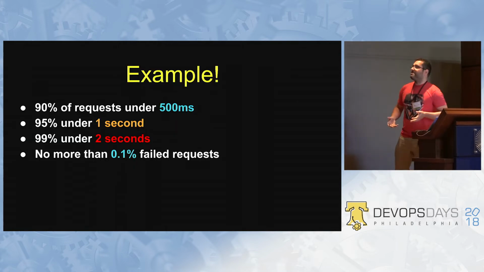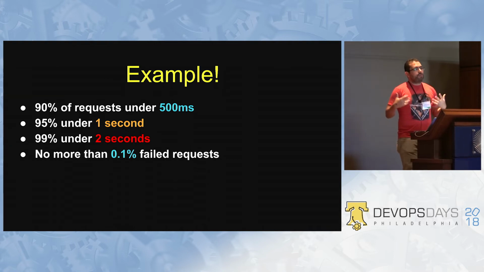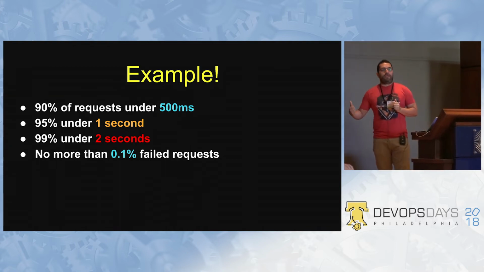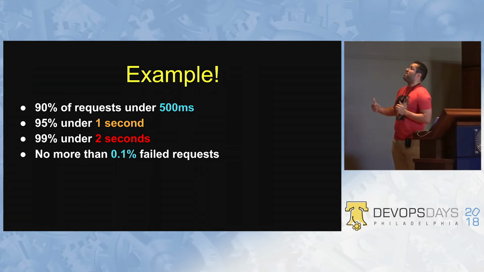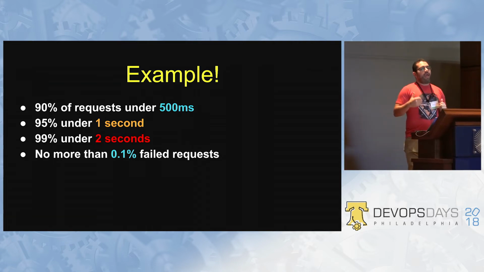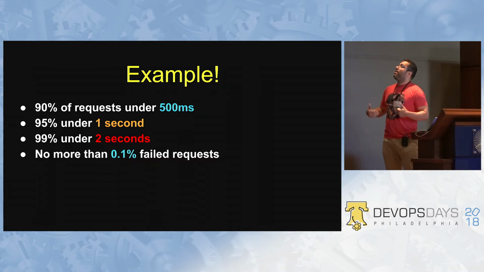One example is doing something like this. I want 90% of all my requests under half a second, 95% of my requests under 1 second, and 99% of my requests under 2 seconds, and no more than 0.1% of failed requests. So these are the main metrics that I'm going to be looking at in my application. And if I'm going over these metrics, then I'm going to say, this is not the state we want to be in, and I want to be alerted when this happens, because there's something that's misbehaving in the system, and we need to fix it.